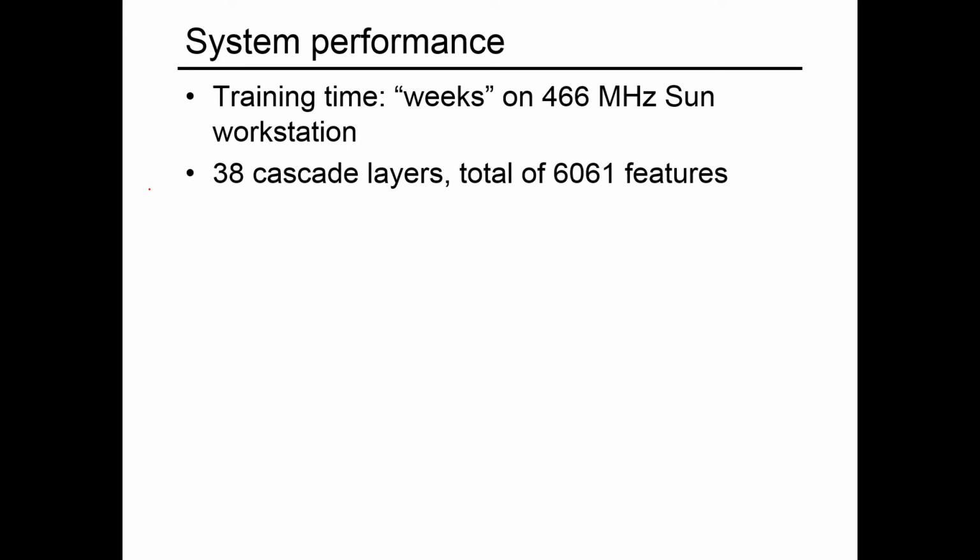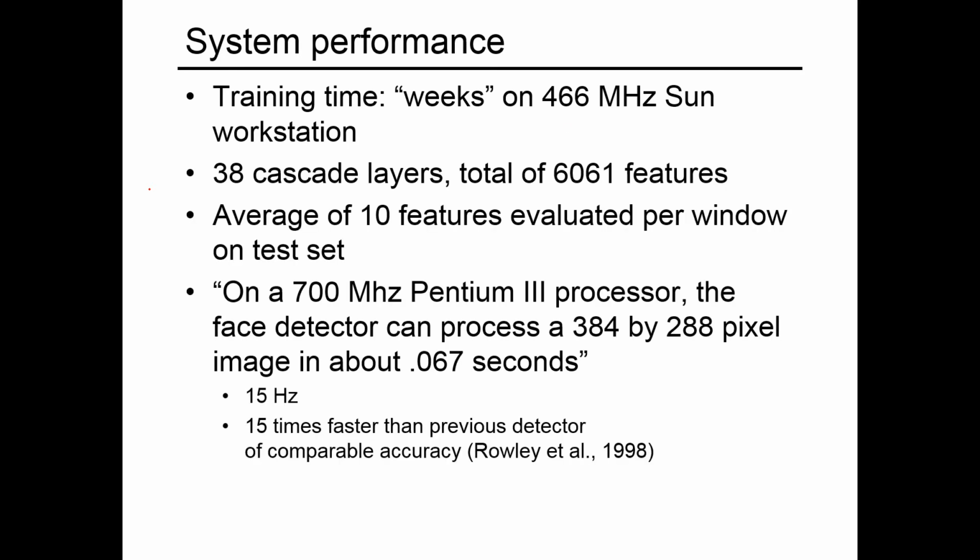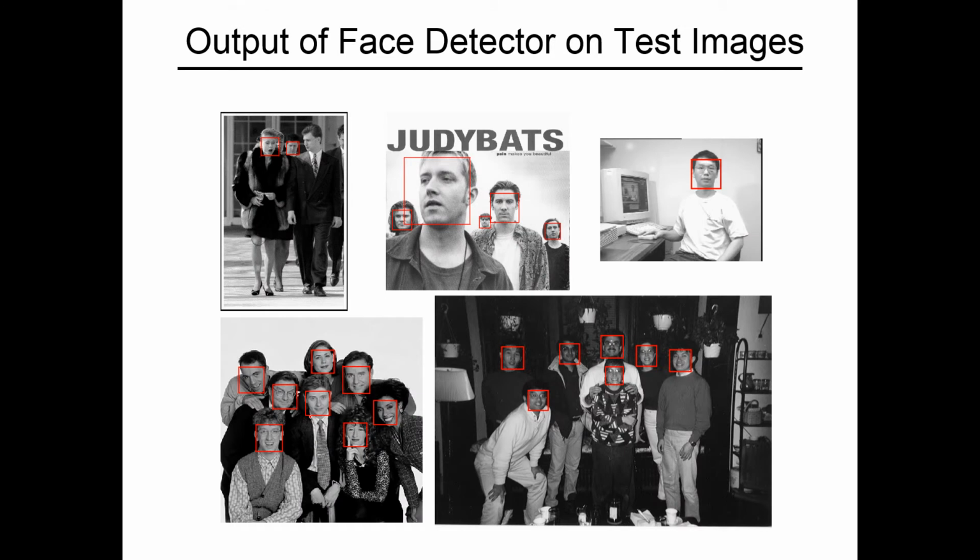So on. At that time, of course, it's kind of dated. They had a Sun workstation, and when they trained it, it took weeks to do that. And as I mentioned, I have this 38-stage cascade, whatever. And they had a really slow computer for testing, right? It's like a 700 megahertz Pentium 3. But it still could go almost real time at that time, like 15 hertz, like 15 frames per second. So of course now it's totally real time, right?